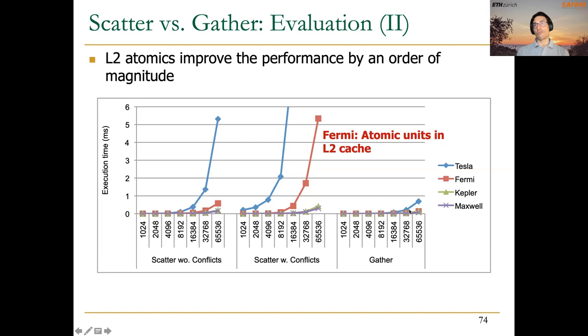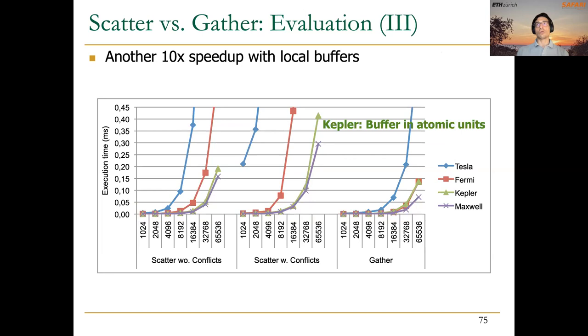But we go one step further, and now we see that in Kepler, there is a buffer in the atomic units in L2. So that's why we managed to reduce the execution time, even when we have conflicts for the scatter approach, compared to Fermi and compared to Tesla. There is even some more performance improvement in Maxwell, probably also due to the higher frequency of the cores.